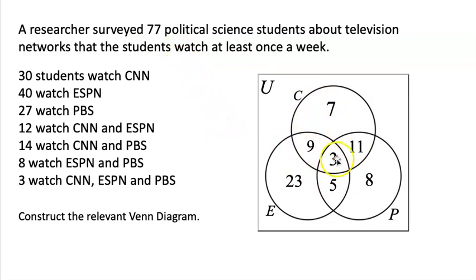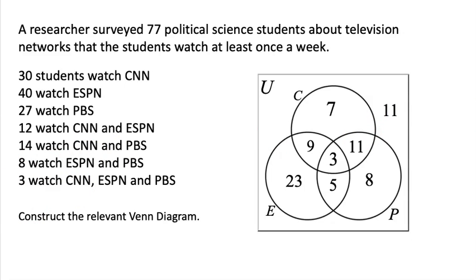So how do I figure what goes in outer space? What do I have to do? I've got to add all these up, right? 7 plus 9 plus 3 plus 11 plus 23 plus 5 plus 8. And that is 66. If I add 11 more, that'll get me to 77. So 77 is the number that I have total. 66 in these 3 circles and 11 in outer space. We have now finished up the relevant Venn diagram.